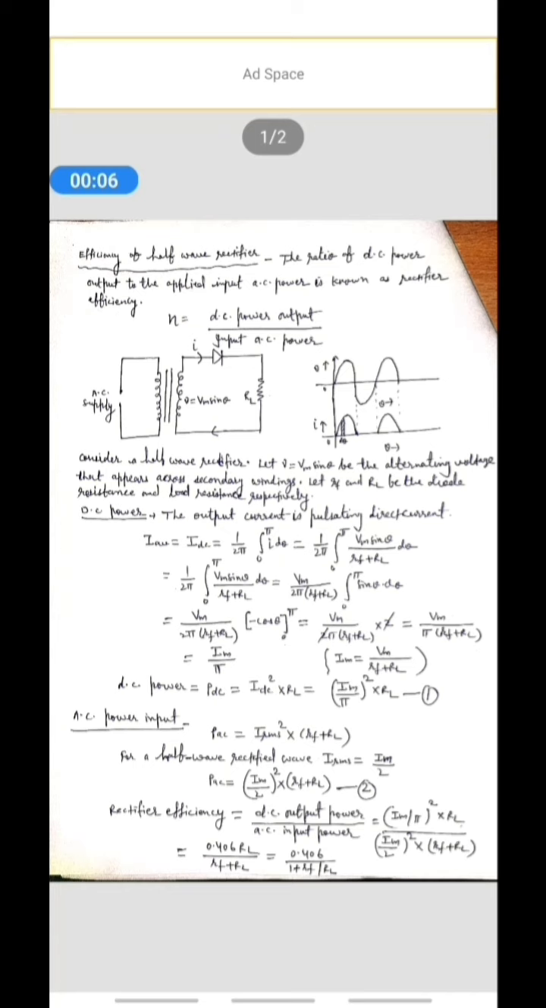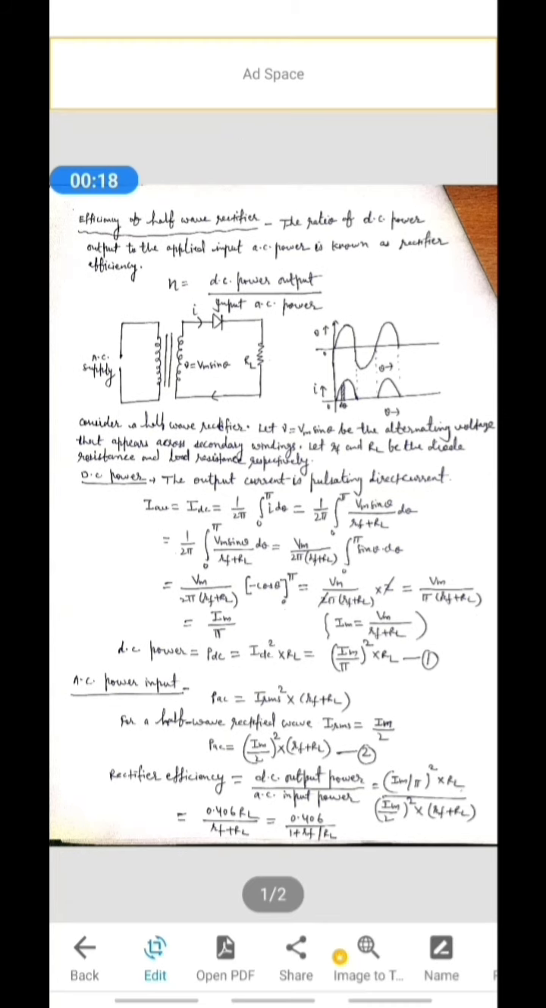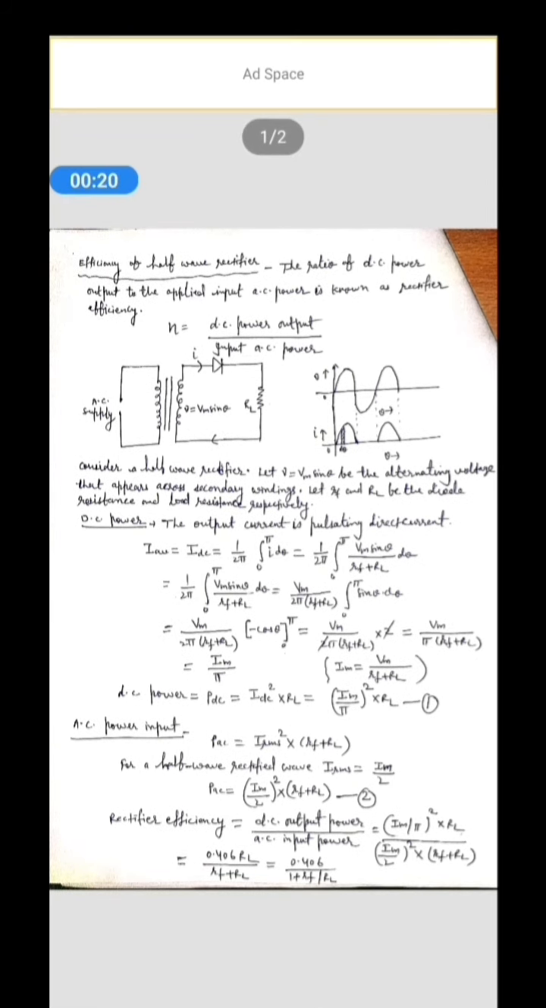Today we study about efficiency of half wave rectifier. We already studied about half wave rectifier. Now today we study about efficiency of half wave rectifier. What is efficiency of a half wave rectifier?